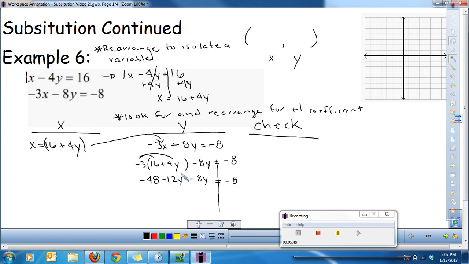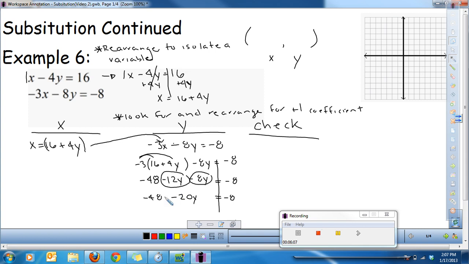We should now see that there's some terms we can combine. I'm going to combine my negative 12y and my negative 8y. Bring down my negative 48. Negative 12 plus negative 8 gives me a negative 20y, and that whole thing equals negative 8.